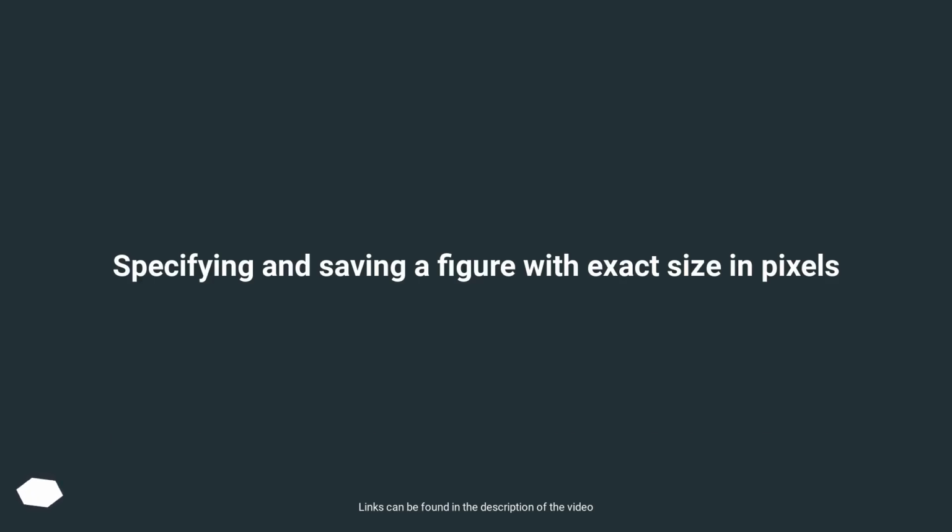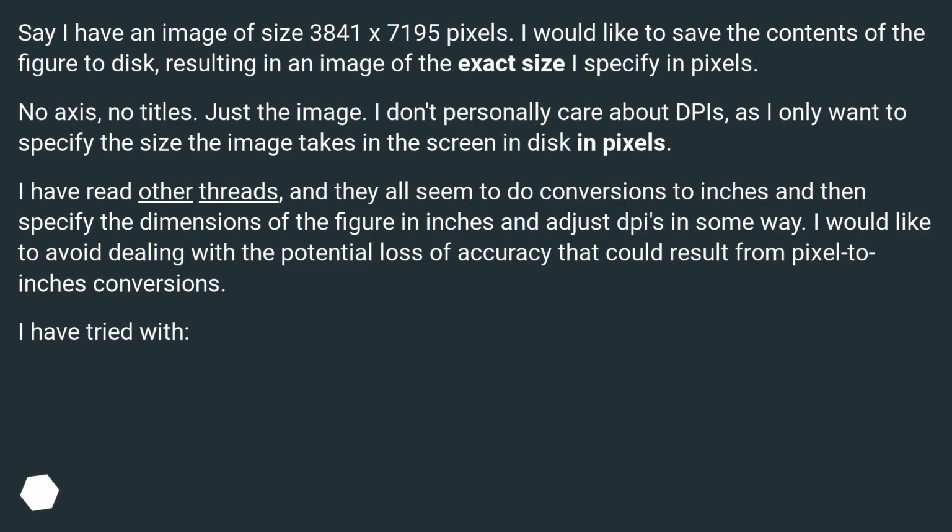Specifying and saving a figure with exact size in pixels. Say I have an image of size 3841 by 7195 pixels. I would like to save the contents of the figure to disk, resulting in an image of the exact size I specify in pixels. No axis, no titles. Just the image. I don't personally care about DPIs, as I only want to specify the size the image takes in the screen and disk in pixels.